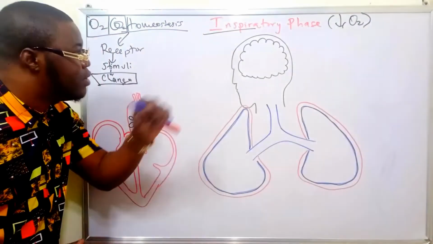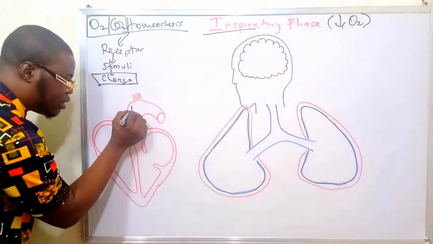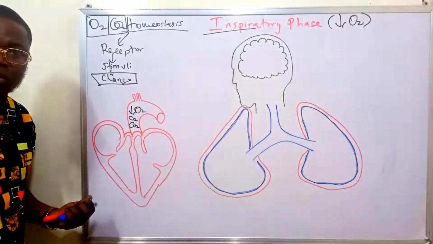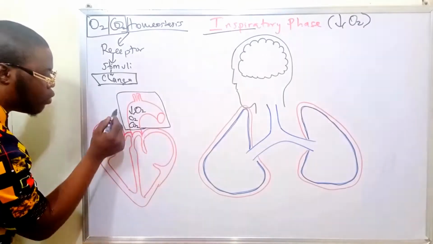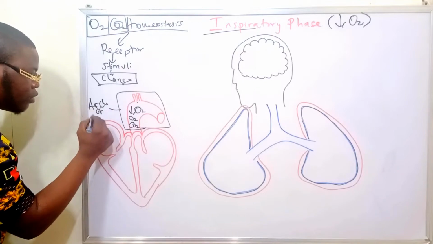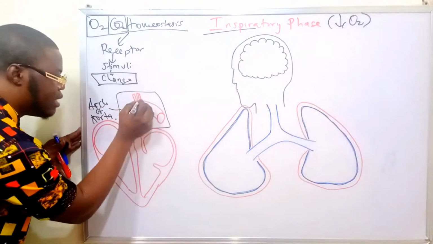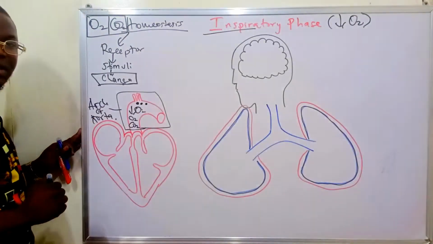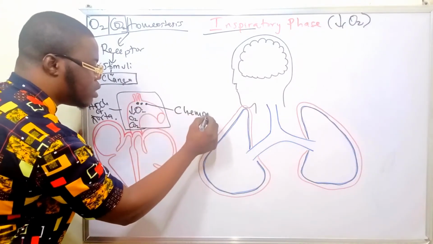Now, to start your inspiratory phase, the change that's going to occur is a reduction in the level of oxygen. You may ask yourself, why am I drawing the heart? I'm drawing the heart because I need this structure right here, and this structure is called the aorta. This place is called the arch of the aorta. The arch of the aorta bears some receptors, and those receptors are called chemoreceptors. Chemo what?